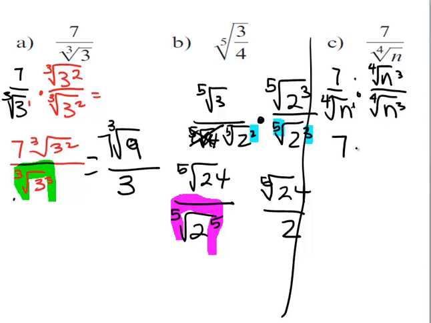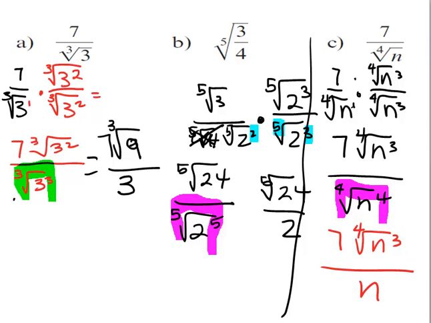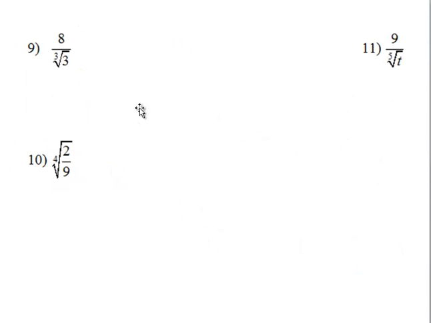So I have 7 4th root of n to the 3rd over 4th root of n to the 4th. Make the rainbow. And my final answer is 7 times the 4th root of n to the 3rd over n. A little more practice.